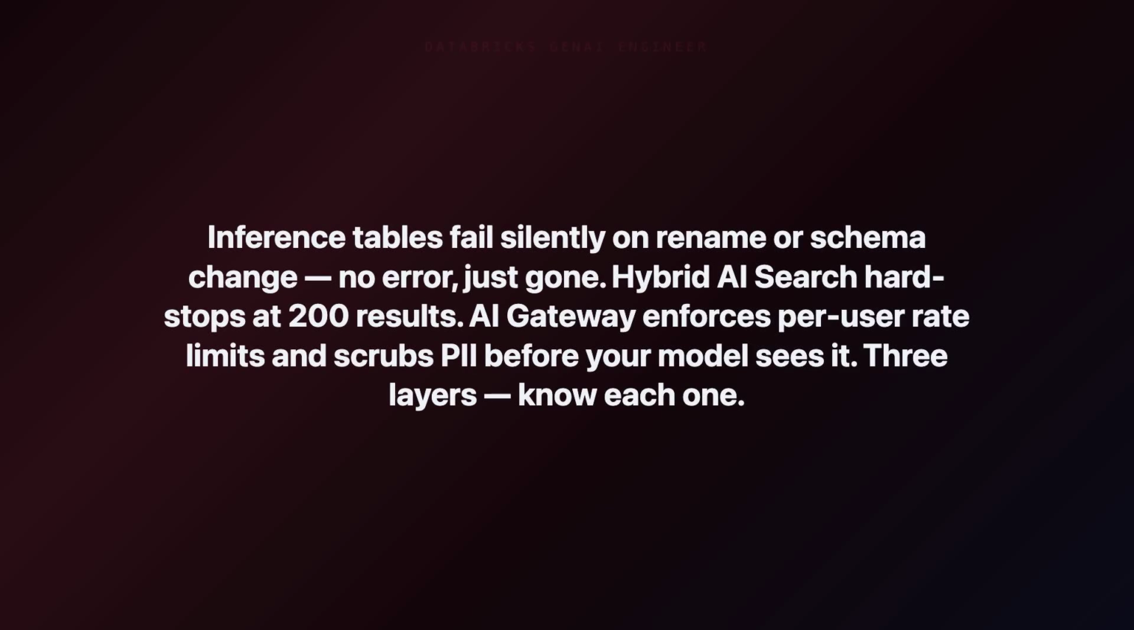Inference tables fail silently on rename or schema change. No error, just gone. Hybrid AI search hard stops at 200 results. AI gateway enforces per user rate limits and scrubs PII before your model sees it. 3 layers. Know each one.